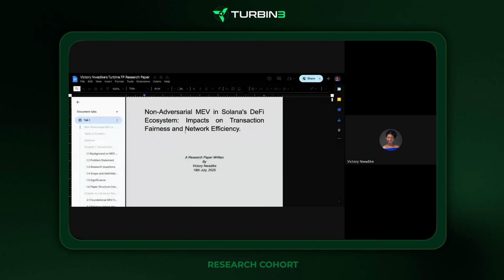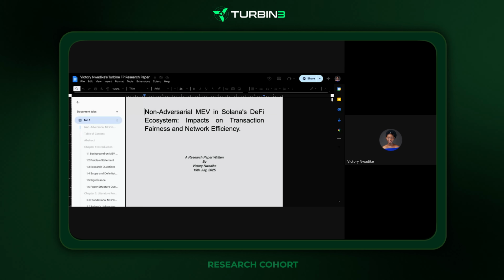I remember during one of the classes, I got interested in MEVs, and then one day I asked the question: do we have good MEVs and bad ones, and where do we draw the line? I remember asking that question in one of the classes. So that was what drew my interest in this particular topic.